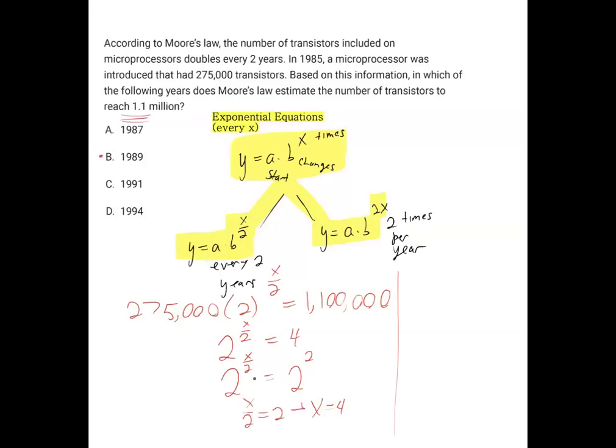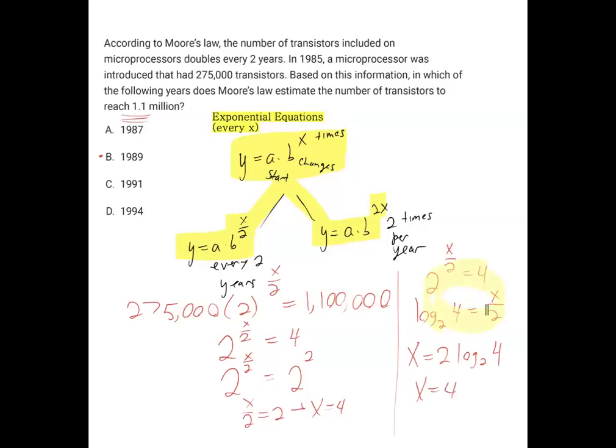But if we didn't realize that we could sort of use the same base in that situation, and we were right here, 2 to the x over 2 equals 4, we could use logs. This is equivalent to log base 2 of 4 equals x over 2. Now we can multiply by 2. X is 2 log base 2 of 4. And putting that in your calculator, you will get 4.